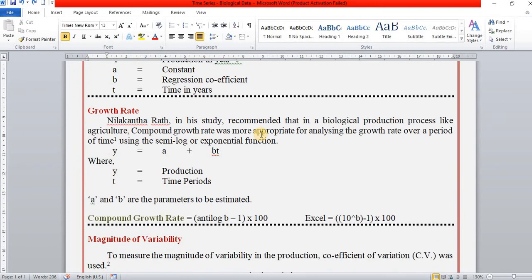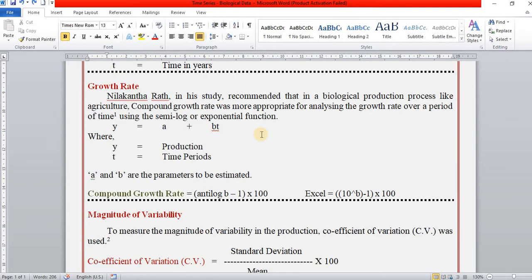Let us move to the other part, the growth rate. There are different formulas applied for finding growth rates. But in case of biological data, there is some other process followed. The researcher Neil Roth in his study recommended that in a biological production process like agriculture, compound growth rate was more appropriate for analyzing the growth rate over a period of time using semi-log or exponential function.